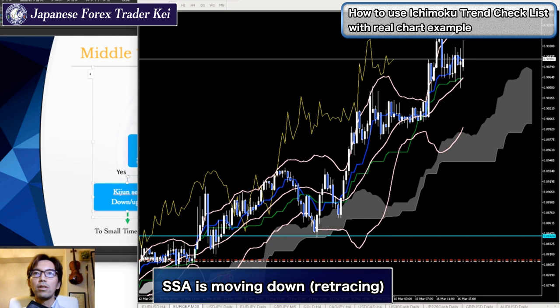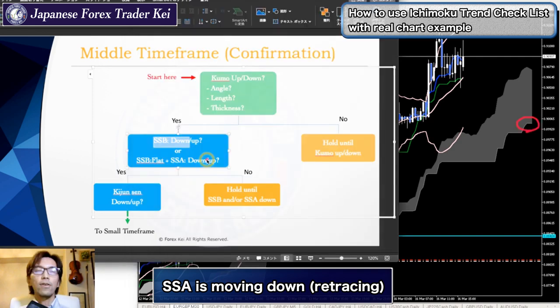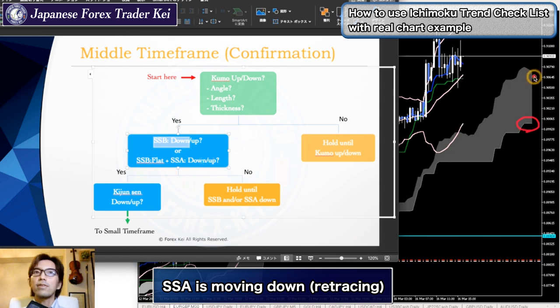So, and then you look at the Senkou Span B. And right now, Senkou Span B is flat. So in this case, you look at the Senkou Span A, right? And it should be going up to confirm the uptrend. And let's take a look at it right now, right? Senkou Span A currently is moving down this way. In this 30-minute chart too, Senkou Span A is moving down.